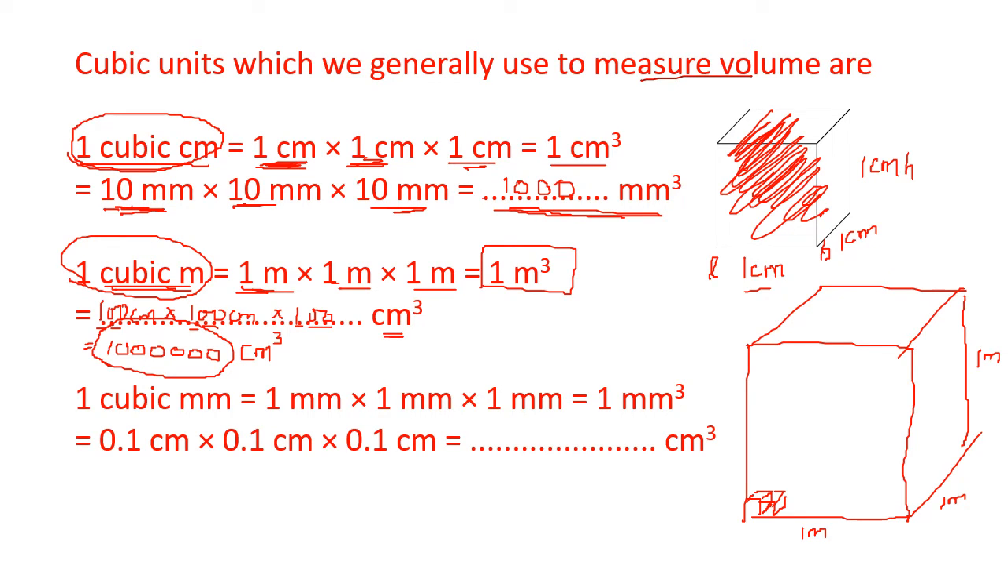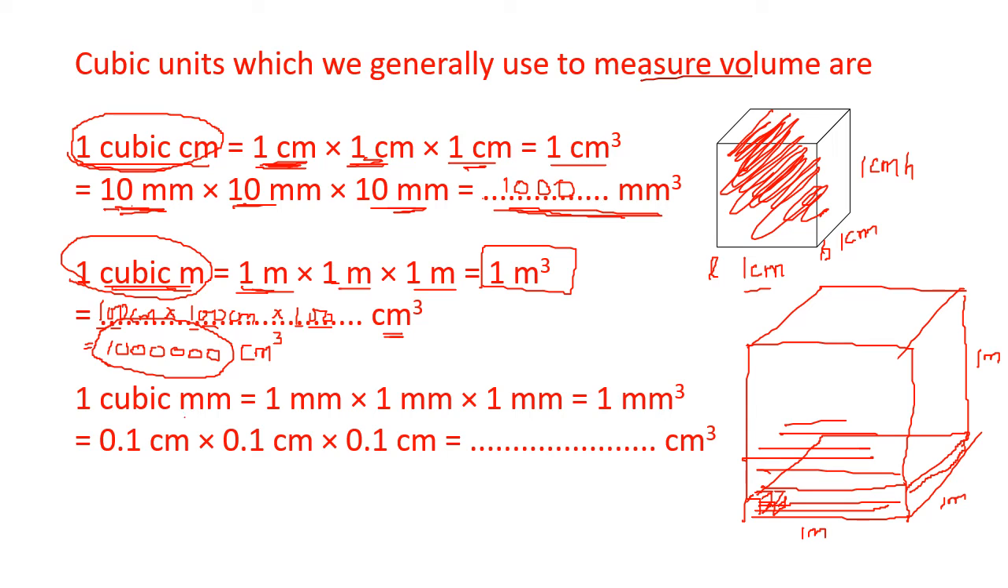Means in 1 cube of 1 meter you can put 10 lakh small cubes inside. There will be one row of 100 cubes and 100 below. So totally you get 100 into 100, 10,000 in the first row. In the same way you can arrange 100 of them and the total will come to 10 lakh centimeter cube.